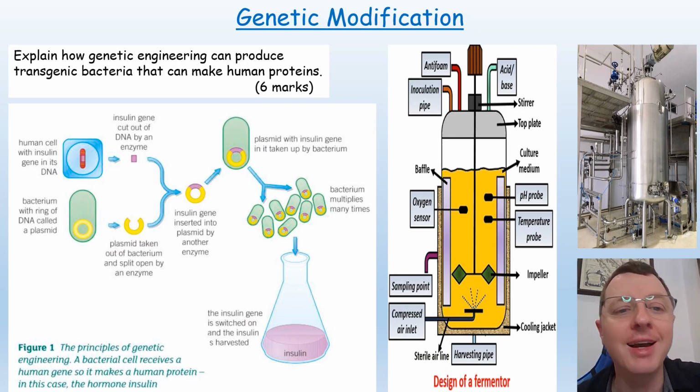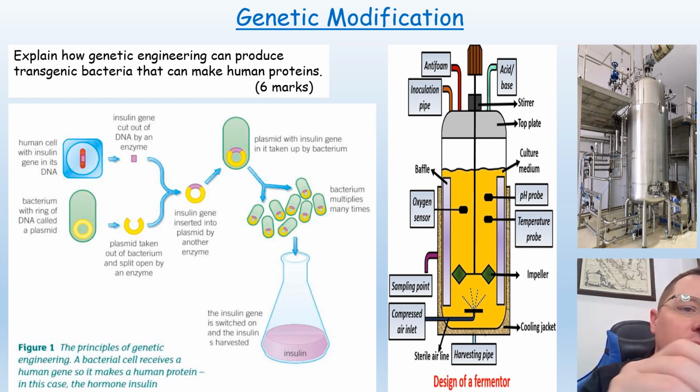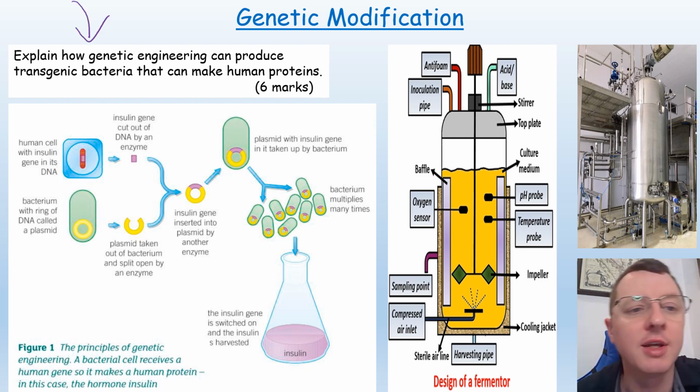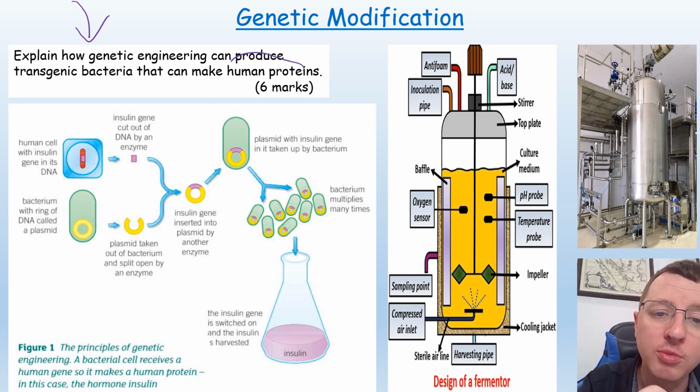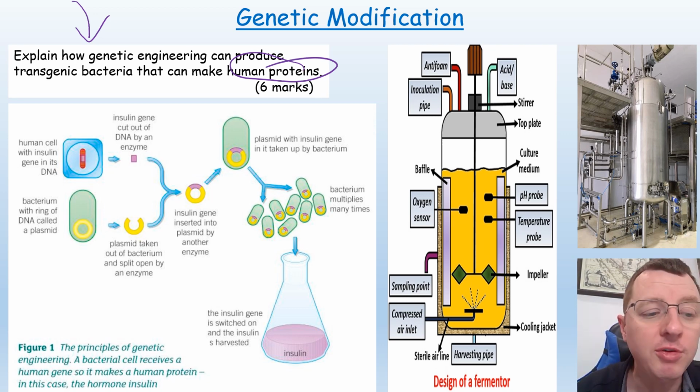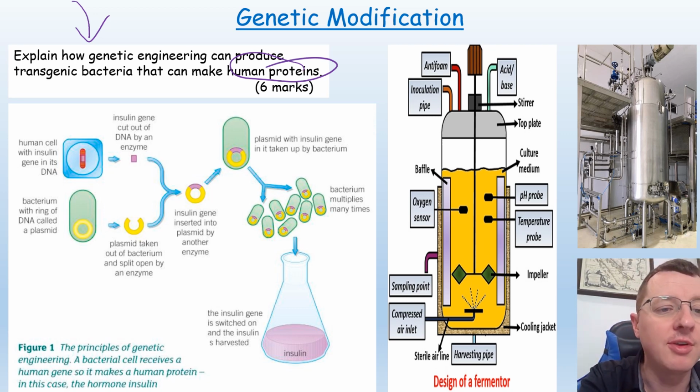So how exactly can we do this? Well, let's have a look at this classic exam question here. Explain how genetic engineering can produce transgenic bacteria that can make human proteins. Well, the diagram below explains exactly what's going on.